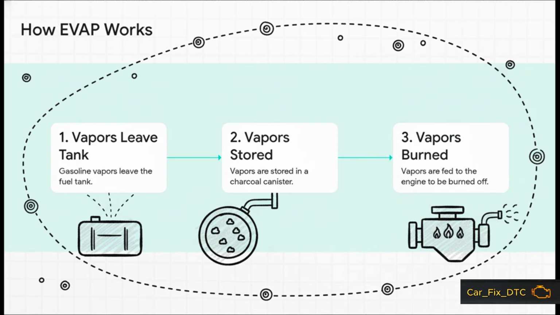So why does your car even have this complicated system? Well, think of it as your car's own little recycling program for gas fumes. Instead of just letting those raw gasoline vapors escape from your tank and pollute the air, the EVAP system captures them. It stores them in this thing called a charcoal canister. Then, later on, when you're driving, it feeds those fumes right back into the engine to be burned up. It's a totally closed loop, which is exactly why even the smallest leak can set off that check engine light.